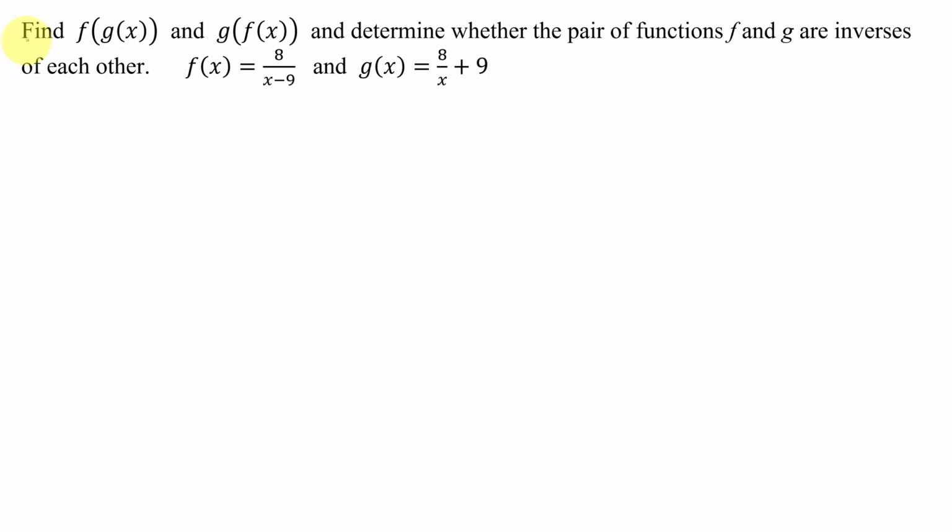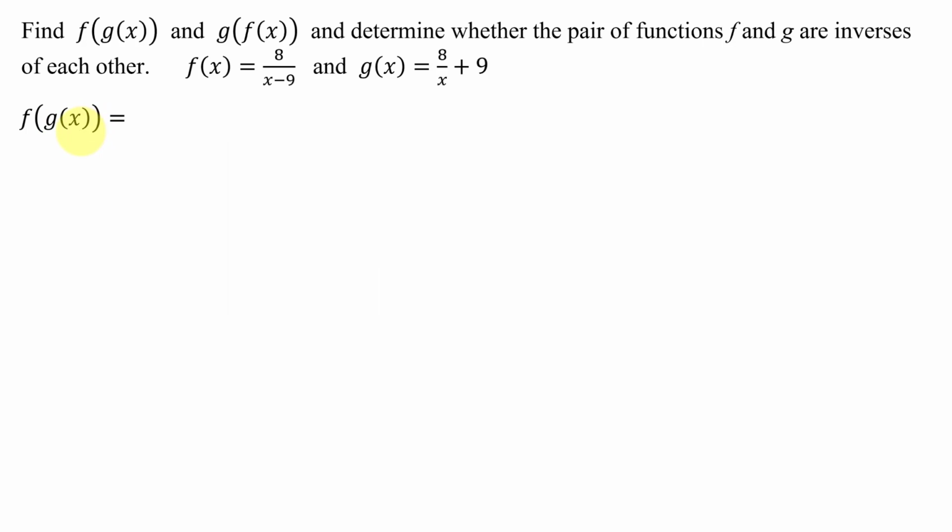In this problem, I need to find f of g of x and g of f of x, and I need to determine whether the pair of functions f and g are inverses of each other. We're given that f of x equals 8 divided by x minus 9, and g of x equals 8 divided by x plus 9. So the first thing I need to do is find f of g of x.